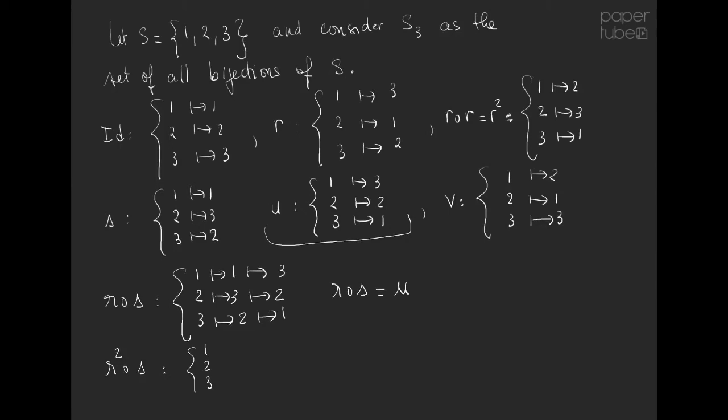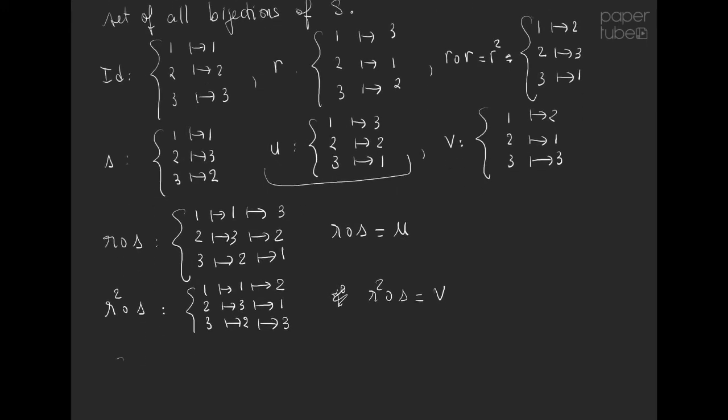Now, what about R squared composed with S? So 1, 2, 3. If you apply S, we have this. And then we apply R squared, so 2 rotations. Do you see what this is equal to? This is V, right? So R squared composed with S is V. So S3 can be regarded as the set containing the identity map, R, R squared, S, R composed with S, and R squared composed with S.